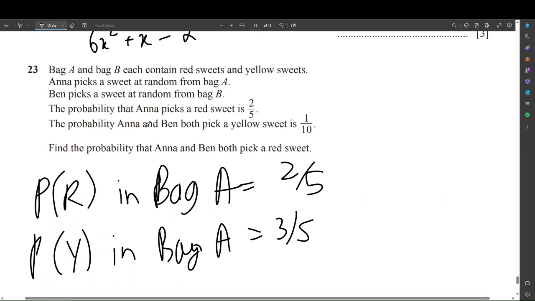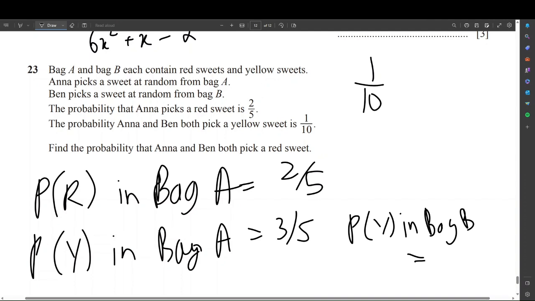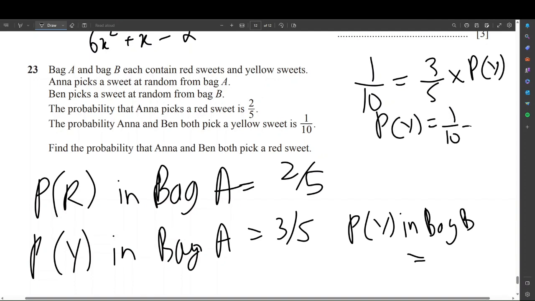Now the probability that Anna and Ben both pick a yellow sweet is 1/10. So for that statement over here, we need to multiply the probability of yellow in Bag A with the probability of yellow in Bag B. So first thing, we need to find out the probability of yellow in Bag B, and this is going to be what? 1/10 is equal to 3/5 into PY. So PY is equal to 1/10 divided by 3/5, which is 1/10 into 5/3. So that will give us 1/6.